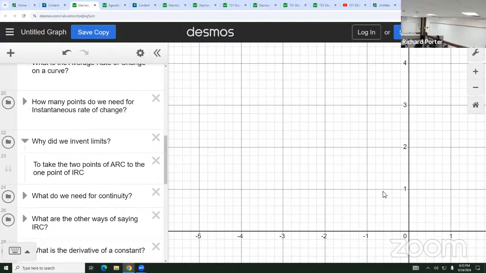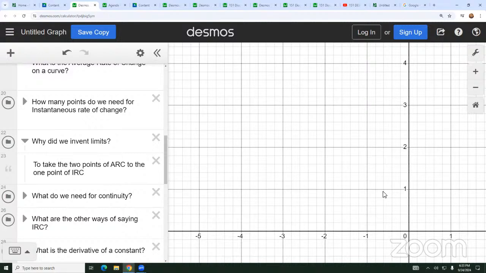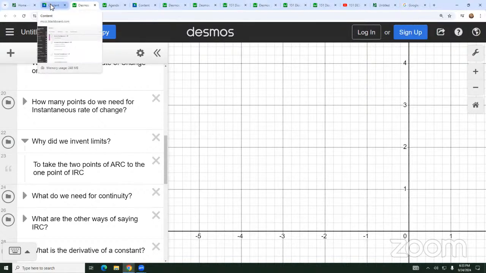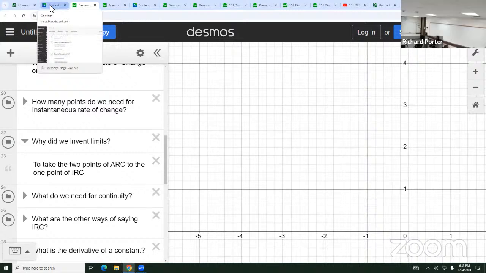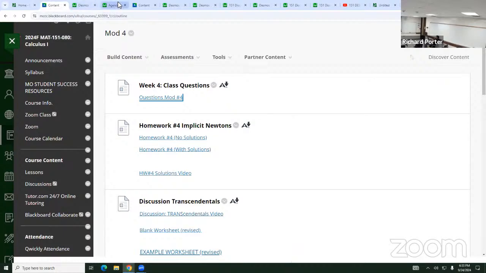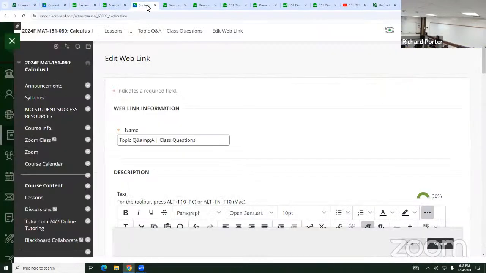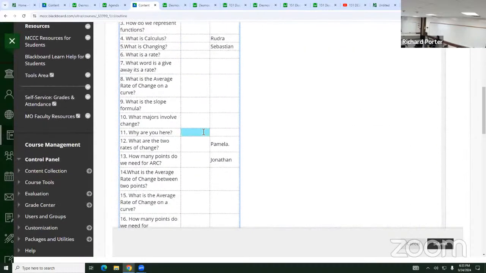Just read it out loud. To take the 2 points of ARC to the 1 point of IRC. No, you have to say what ARC and IRC mean. Or the average rate of change to the 1 point of the instantaneous rate of change. That's what we did. That's why we invented it. All right, fine. Oh, here it is. Okay.